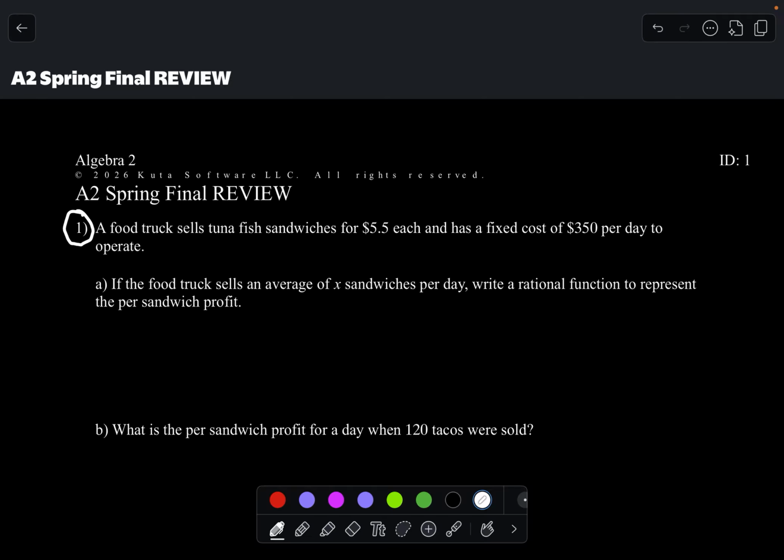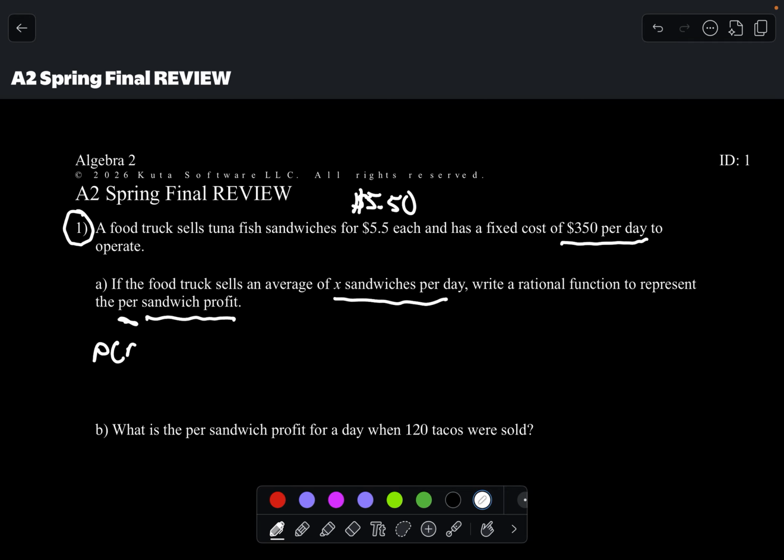The first question is about a food truck that sells tuna fish sandwiches for $5.50. It kind of dropped the last 0. Each has a fixed cost of $350 per day. That could be rental space, it could be all sorts of stuff to operate. If the food truck sells an average of X sandwiches per day, write a rational function to represent the per sandwich profit. So first we have to figure out what profit would be.